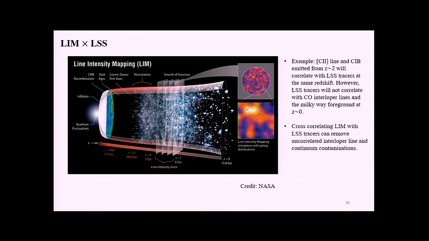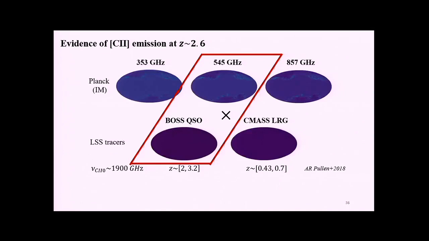So following this spirit, Pullen et al. in 2018 first proposed to cross-correlate three Planck intensity maps with two sets of large-scale structure tracers. Those are the BOSS quasar sample distributed at a redshift between 2 and 3.2, and the CMASS galaxy sample distributed at a lower redshift range. So there are in total 3 times 2 equals 6 sets of angular power spectra.